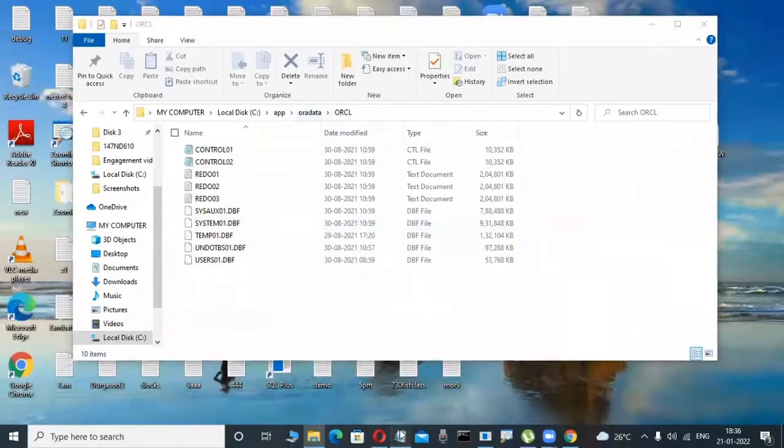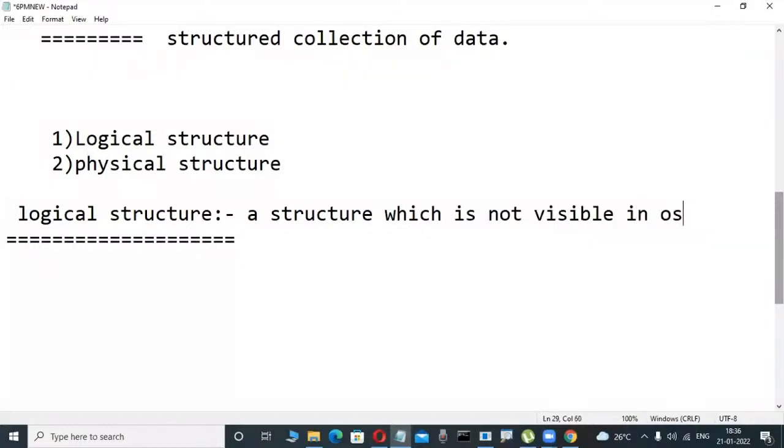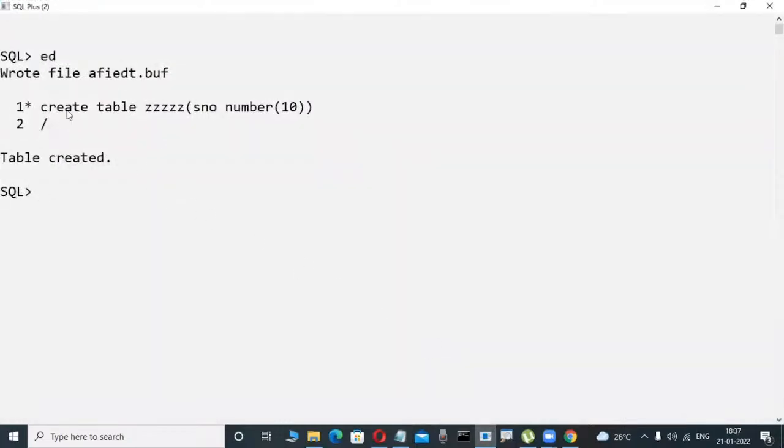That's why, what does a logical structure mean? Don't write it yet. A structure, meaning a database structure, which is not visible in the operating system, in OS, is called a logical structure of the database. That's why when you are creating a table, we are unable to view it in the C drive, D drive like that only. But where is it visible? Yes, in a database.